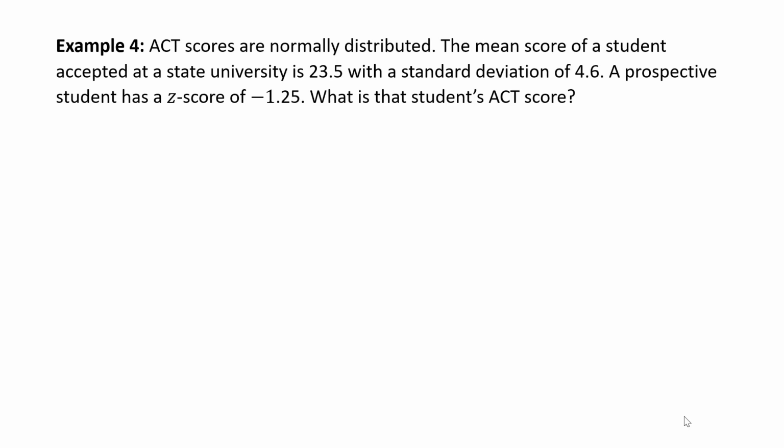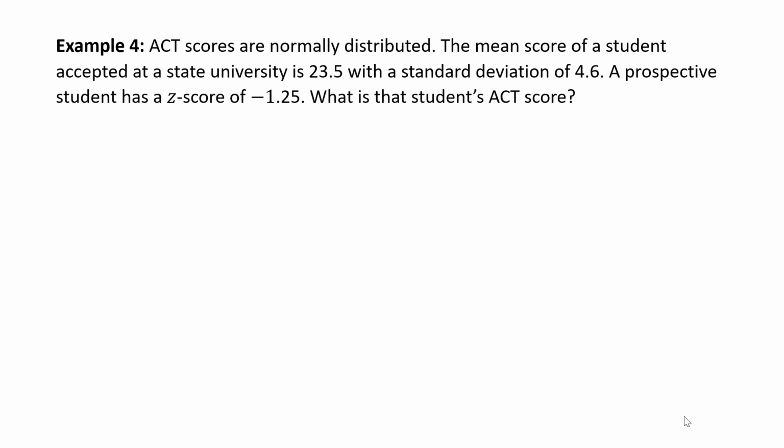Example: ACT scores are normally distributed. The mean score of a student accepted at a state university is 23.5 with a standard deviation of 4.6. A prospective student has a z-score of negative 1.25. What is that student's score?